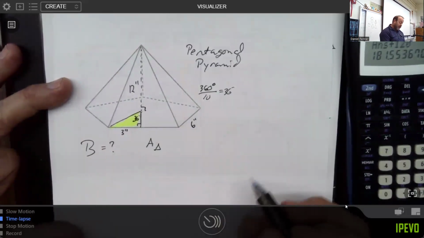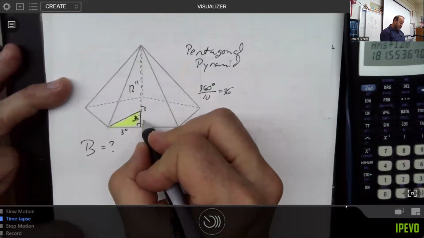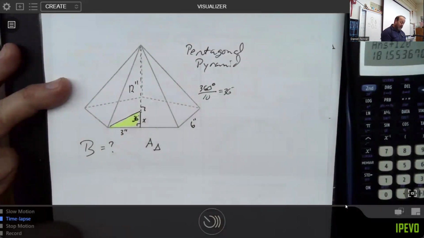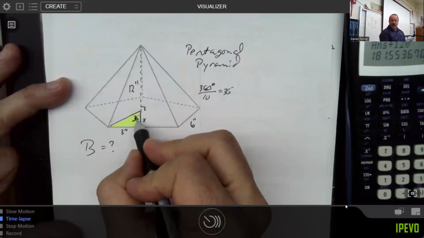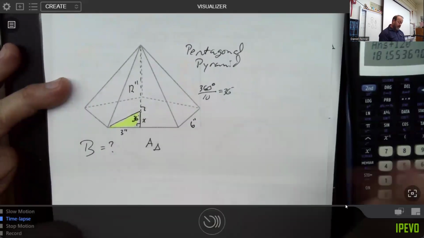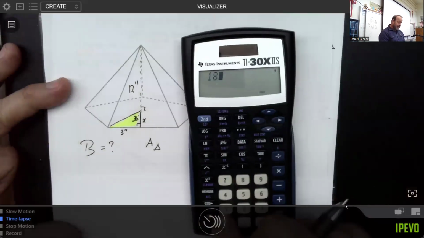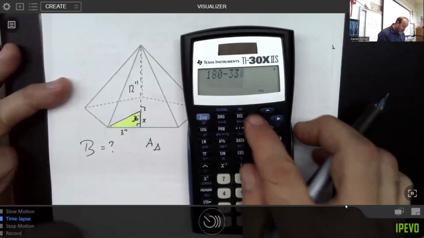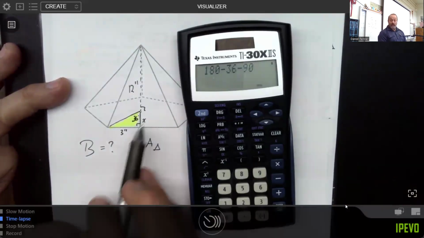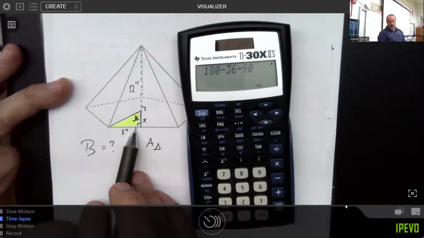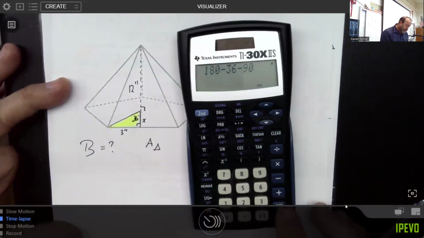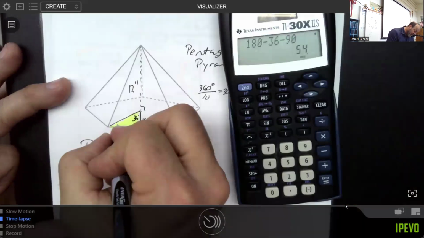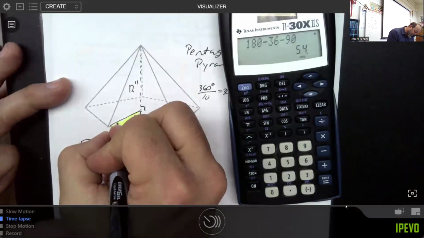Similar to what I did in the previous example, I used the fact that there's 180 in a triangle. So I took 180 in the triangle, took off the 36 that I gave you right here, and took off the 90 for the right angle that we use when we deal with these kind of problems. And I found out that this other angle over here is 54 degrees.